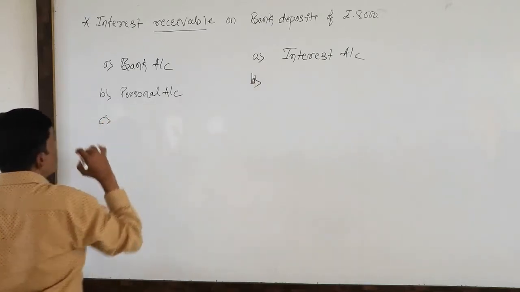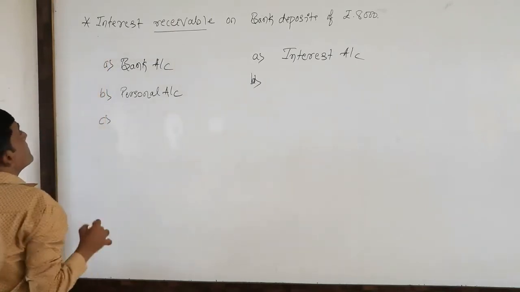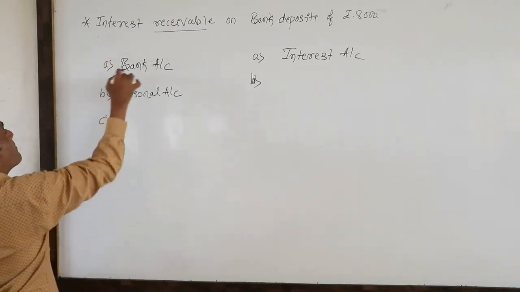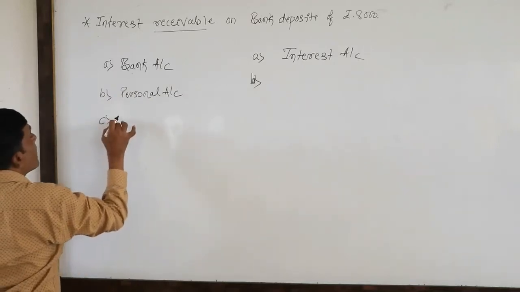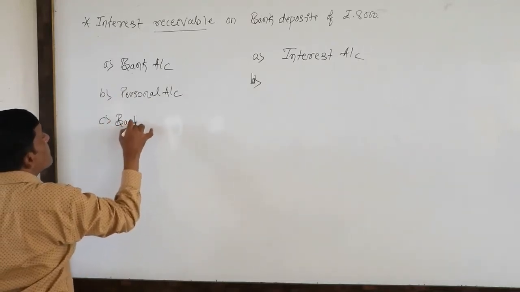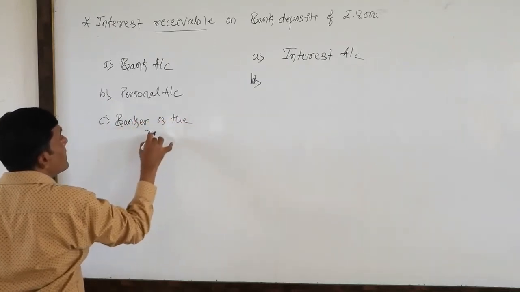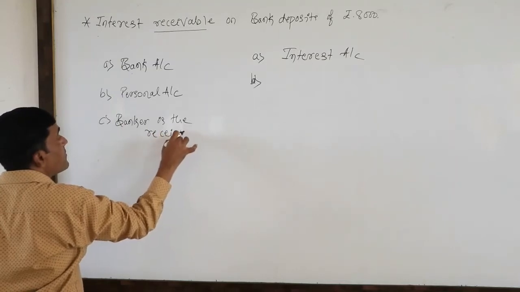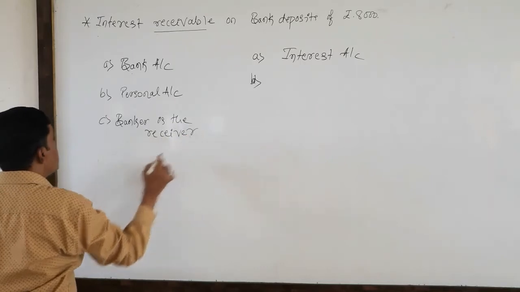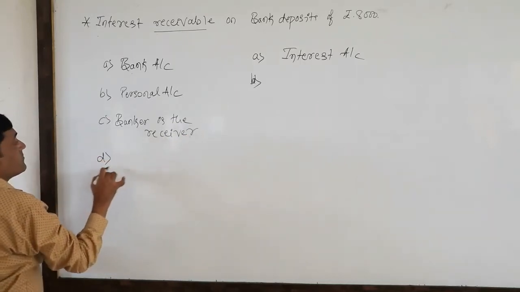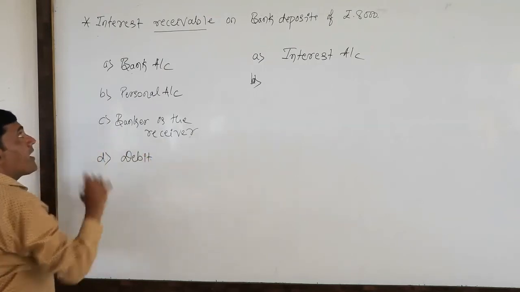Look here, where is your interest money? The interest money is in the bank, which means the banker is the receiver here. The banker is the receiver, so we need to debit the bank account.